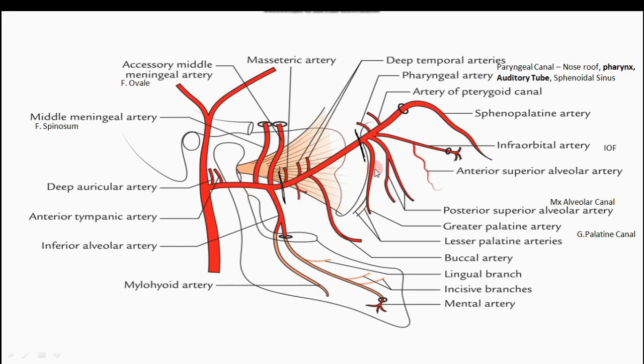Now here we see the third branch, the greater palatine artery. It passes from the greater palatine canal and supplies the soft palate, tonsil, palatine gland and the mucosa of the upper gums.